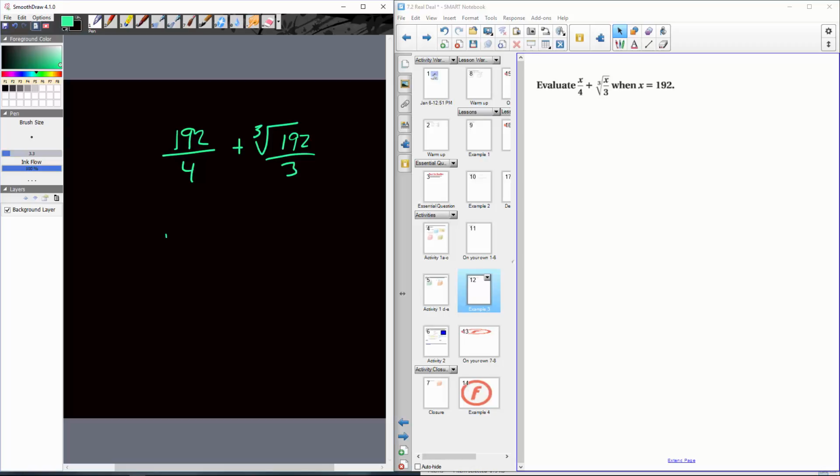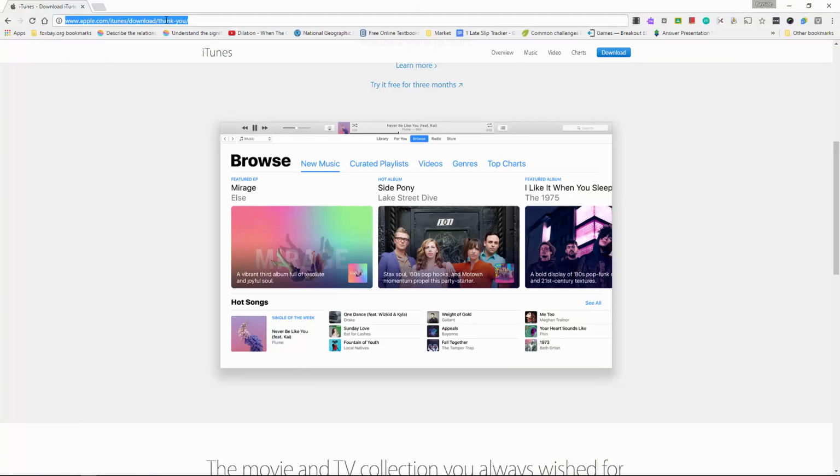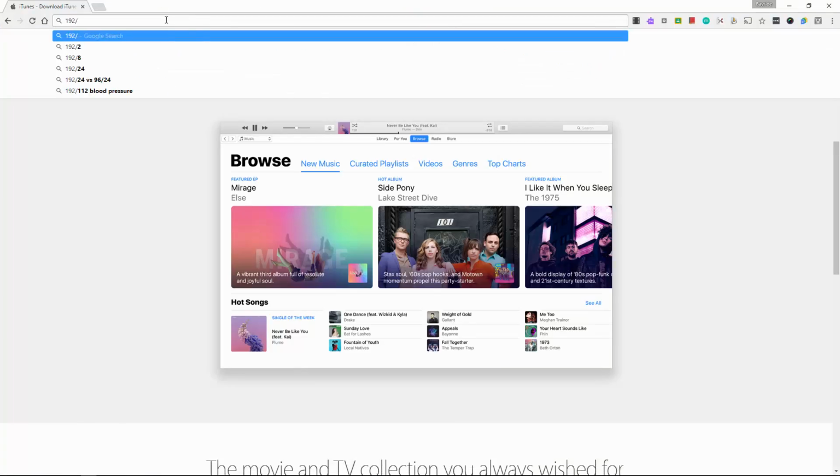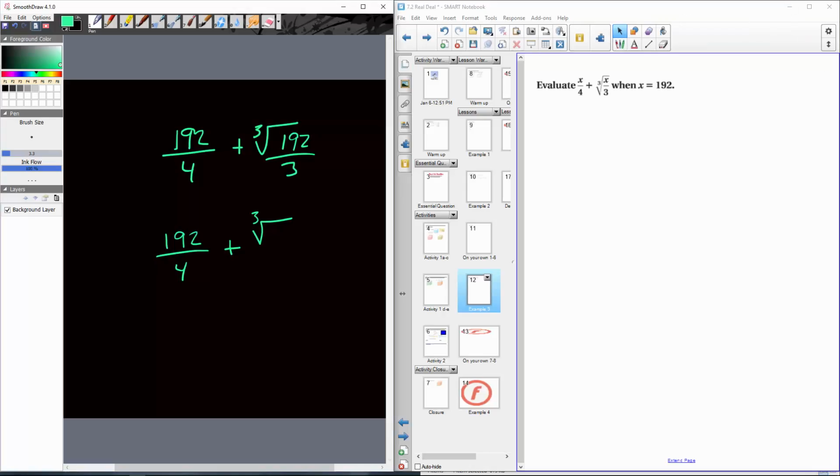And I'll rewrite this. I'll have 192 over 4. And then I'll say plus the cube root. And if I think of 192 divided by 3, I don't know what that is offhand. Let's just look. So if I take 192 divided by 3, I get 64, right? So I'm going to go 64. The cube root of 64 is going to be 4.